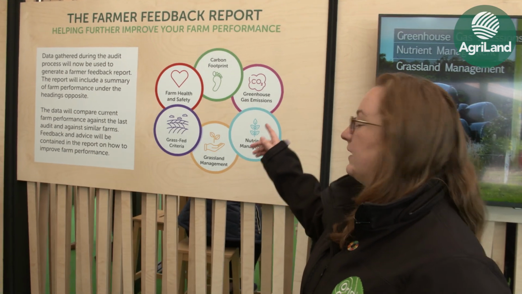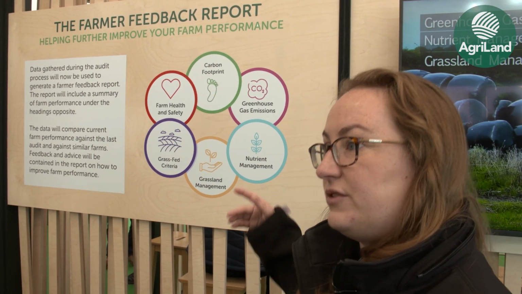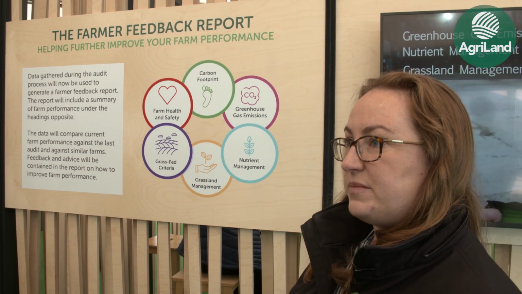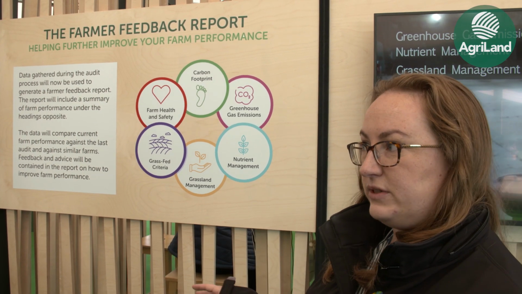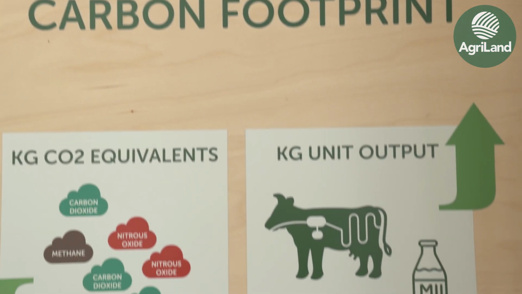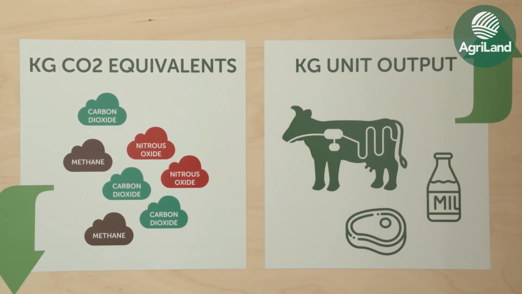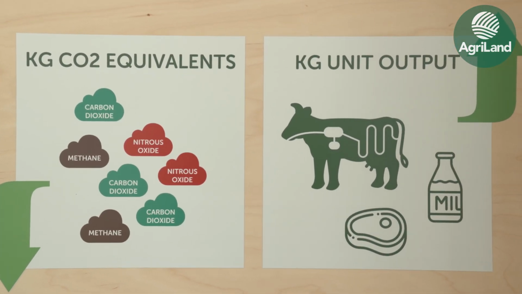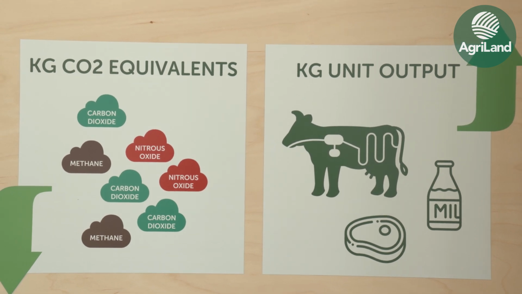So the letter itself will have about 6 different categories. We'll cover something like the carbon footprint of the farm, so that's the ratio of greenhouse gas emissions on the farm to the product output. So for dairy, we'd be looking at kgs of CO2 per kg of fat and protein corrected milk. And then we break down where the different greenhouse gas emissions are occurring on the farm.